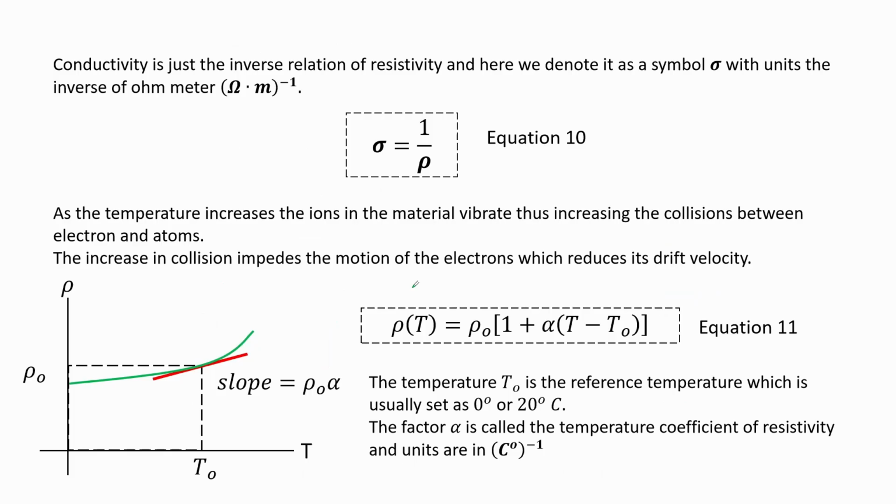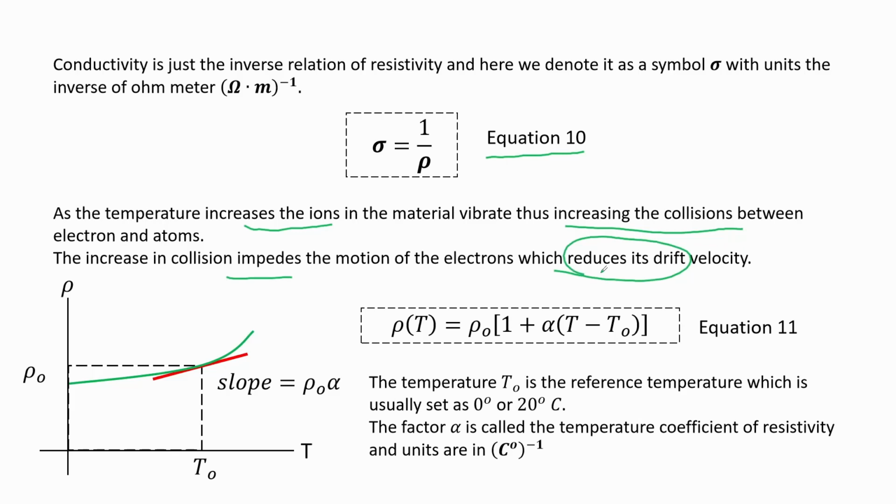Conductivity is just the inverse of resistivity, and here we denote it with the symbol sigma, with units the inverse of ohm meter as shown in the equation here. The resistivity of a metallic conductor increases with increasing temperature. As the temperature increases, the ions in the material vibrate, thus increasing the collisions between electrons and atoms. The increase in collisions impedes the motion of the electrons, which reduces their drift velocity.